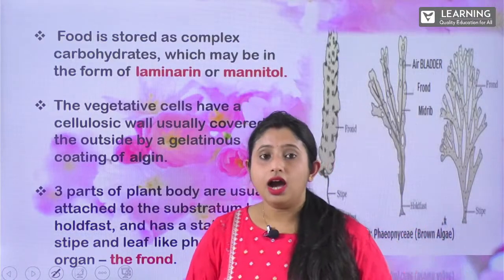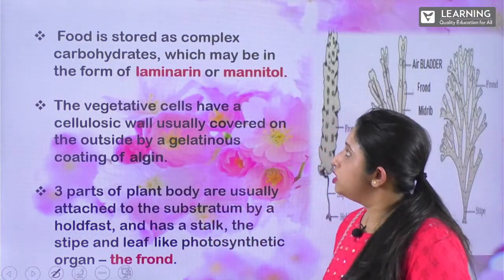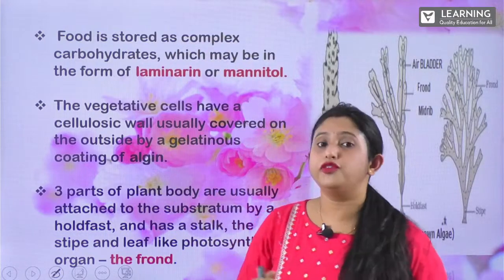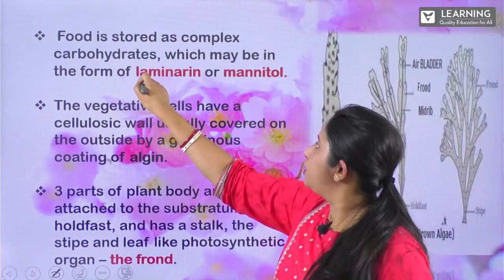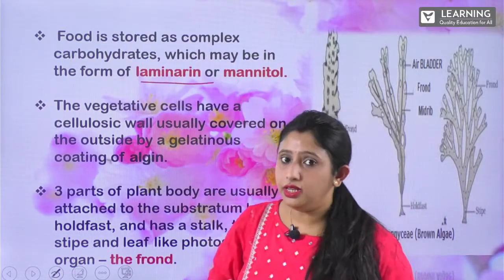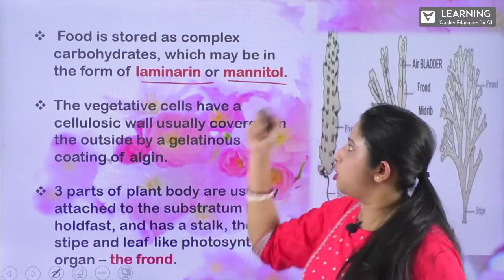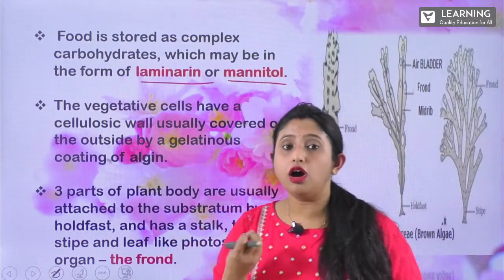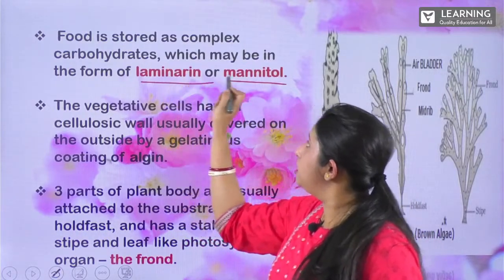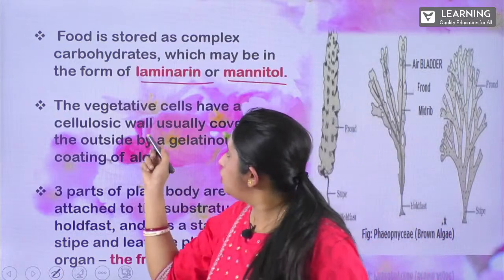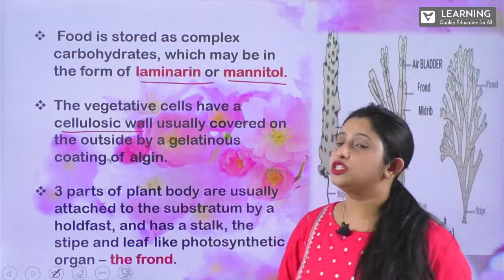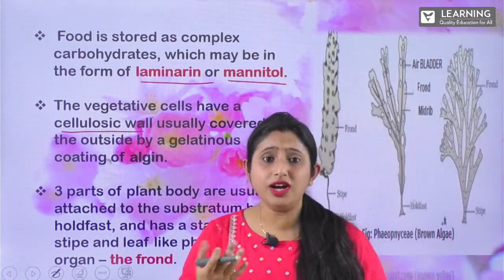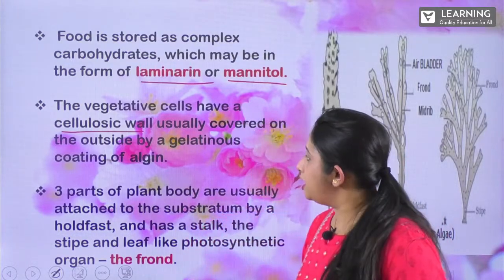Now let us see how the food is being stored. The food is stored in the form of a complex carbohydrate, which may be laminarin or mannitol. These vegetative cells have a cell wall which is made up of cellulose.